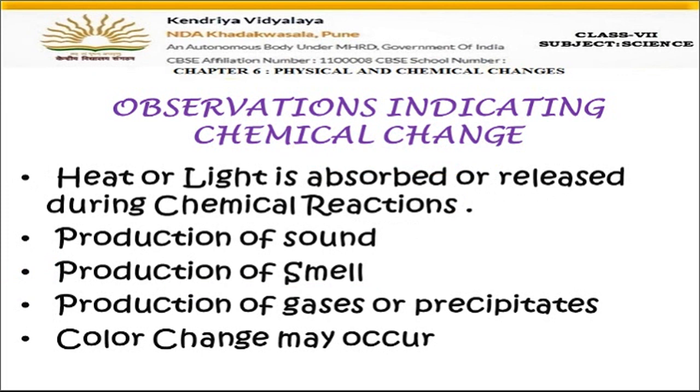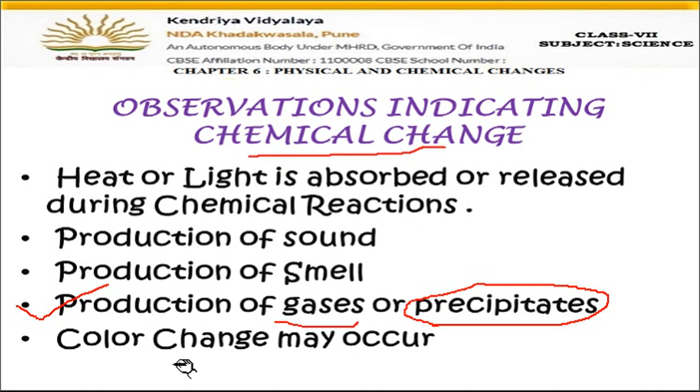Then the next observation is production of gases. If some gas is produced in the reaction, like when baking soda is added to vinegar, CO2 gas is formed. So when some gas is formed, or some precipitate, meaning some solid product, is formed, then also it indicates that it's a chemical change. And the fifth observation is that color changes may occur. The solution color may change, right? When we add acid to a base, salts are formed, and the color also changes. So that is also an example of chemical change.